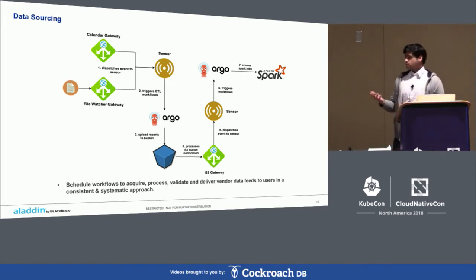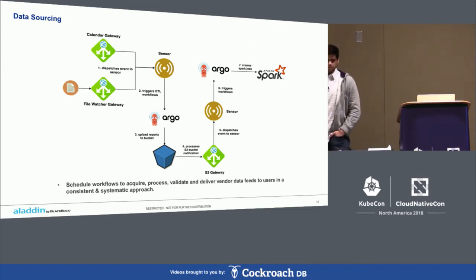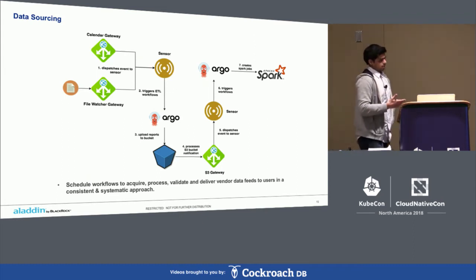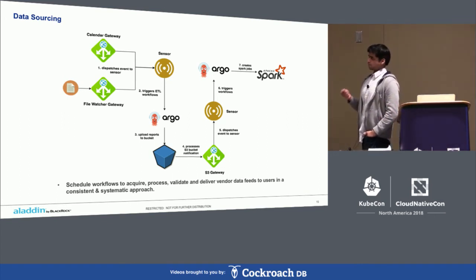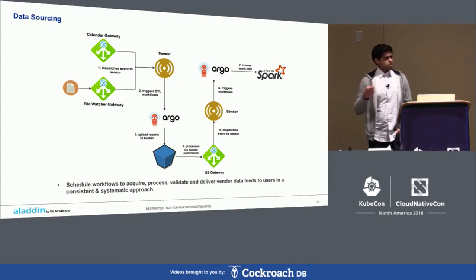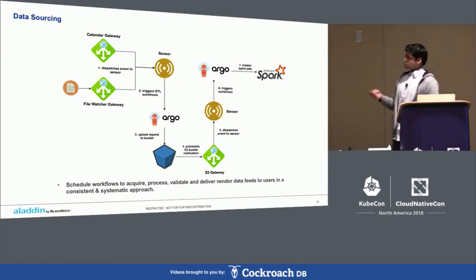Now the constraint on this system is we expect data feeds from vendors to be present at a certain time in a day. So we use a gateway called File Watcher Gateway whenever there is a new data feed available from a vendor. So the File Watcher Gateway generates an event whenever there is a new vendor file. And to make sure that these vendor files arrive at a certain time in a day, we use Calendar Gateway.